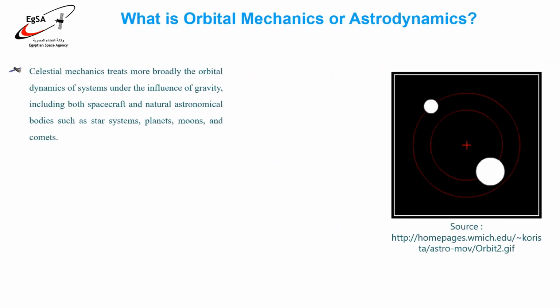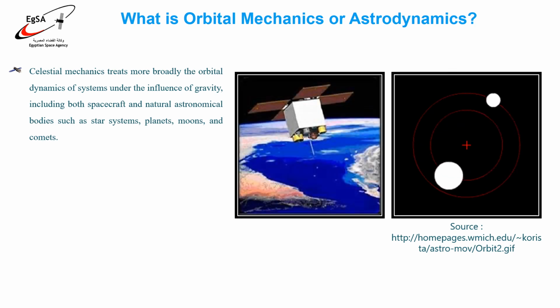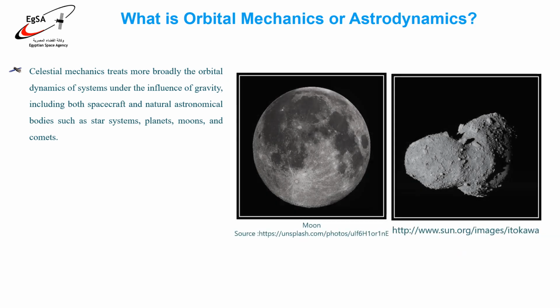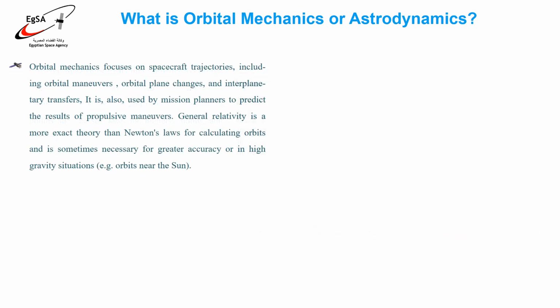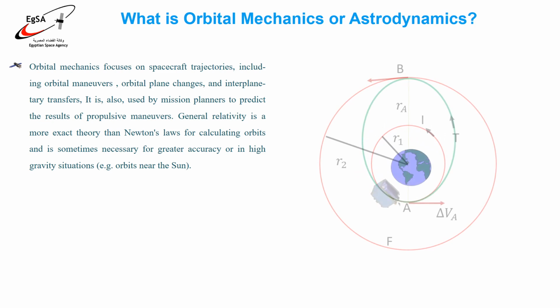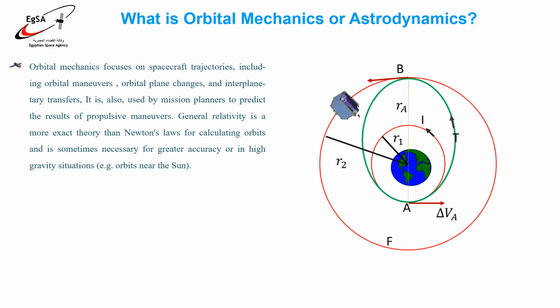Celestial mechanics treats more broadly the orbital dynamics of systems under the influence of gravity, including both spacecraft and natural astronomical bodies such as star systems, planets, moons, and comets. Orbital mechanics focuses on spacecraft trajectories, including orbital maneuvers, orbital plane changes, and interplanetary transfers. It is also used by mission planners to predict the results of propulsive maneuvers.